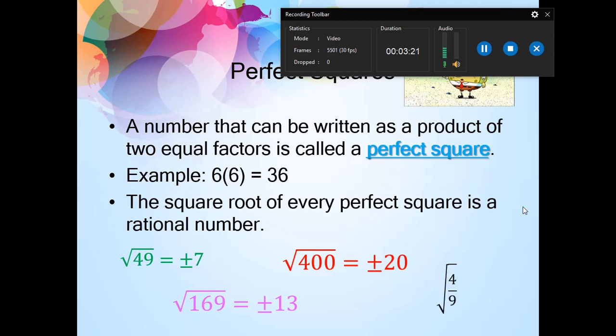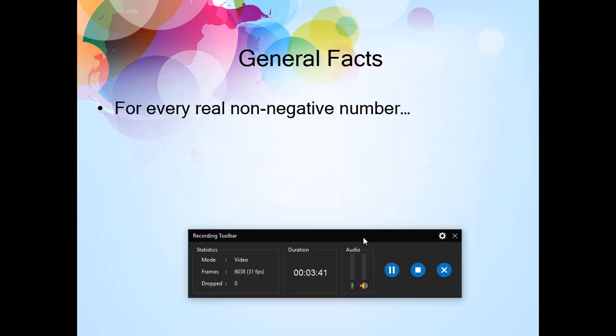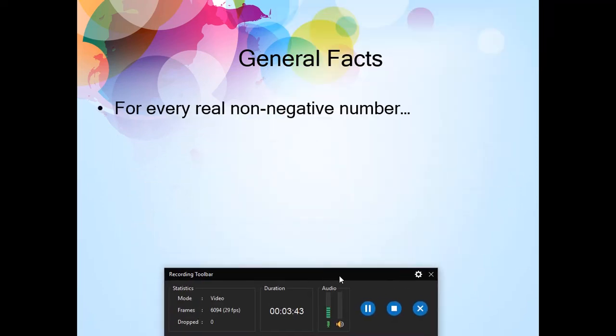We can also square root a fraction. Hopefully you notice that both the numerator and the denominator are perfect squares. So when I square root, it's possible to have both positive 2/3 and negative 2/3. So this will work for any non-negative number. That means you have to have a positive number underneath the square root radical.